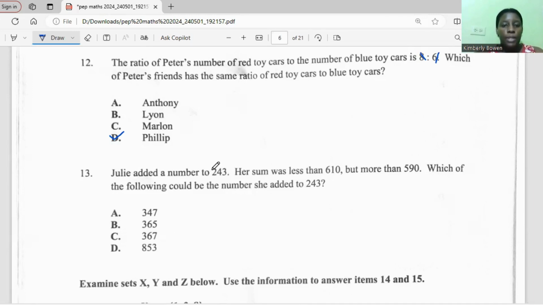Julie added a number to 243. Her sum was less than 610, but more than 590. Which of the following could be the number she added to 243? And you can just simply add them to try to see which one is the correct answer. Let's set up the 243 here. 4 times, and just add these numbers to them.